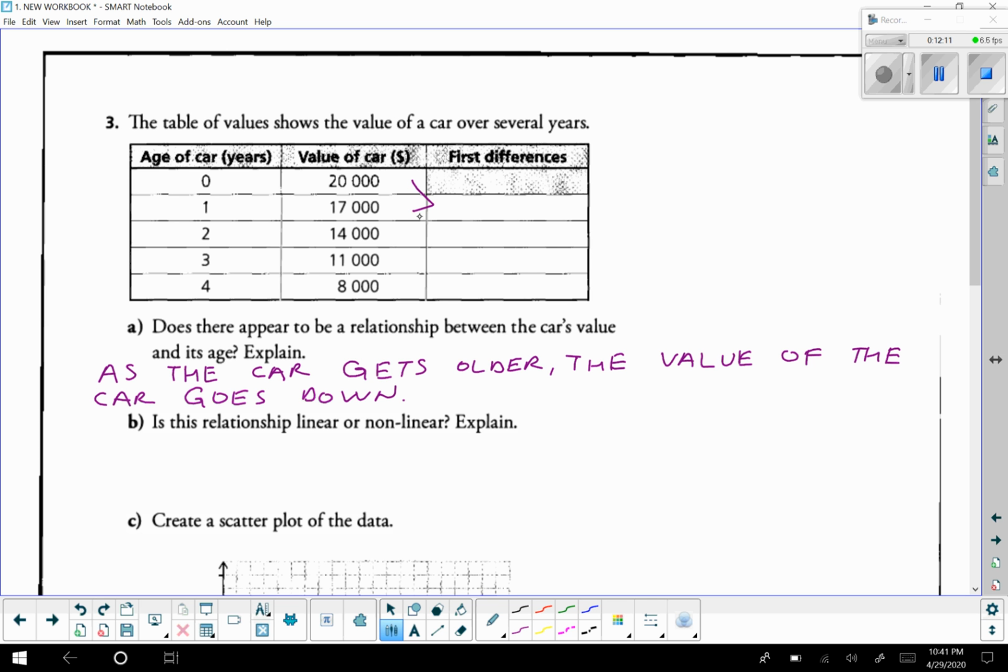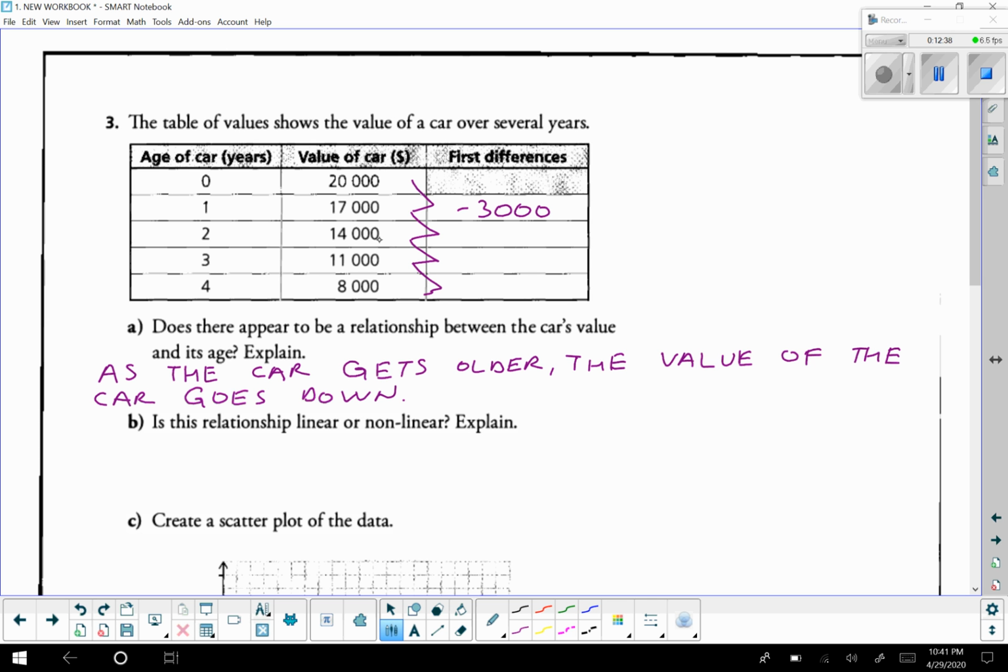We have these two numbers, so on and so on. And I'm not going to write out the full subtraction, but I will do it kind of in my head, or if you want to do it on the side. But I have 17,000 minus 20,000, which is negative 3,000. So it loses 3,000. The car loses $3,000 in value in the first year.